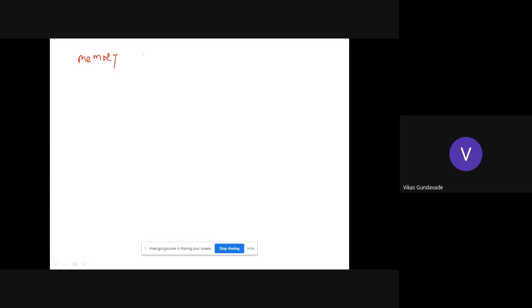Okay, so we'll see memory interfacing. Now, to study memory interfacing, first we need to know what is memory. Then we should know what is memory organization, and then we need to see how memory is interfaced to the ports of the microcontroller. So we need to know the microcontroller ports to which the memory will get interfaced.